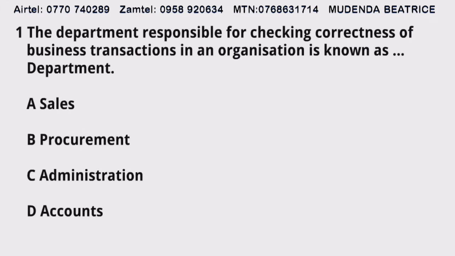The department responsible for checking correctness of business transactions in an organization is known as dash department. A. Sales department. B. Procurement department. C. Administration department. D. Accounts. So the department in charge of checking the correctness of business transactions in an organization is the accounts department.